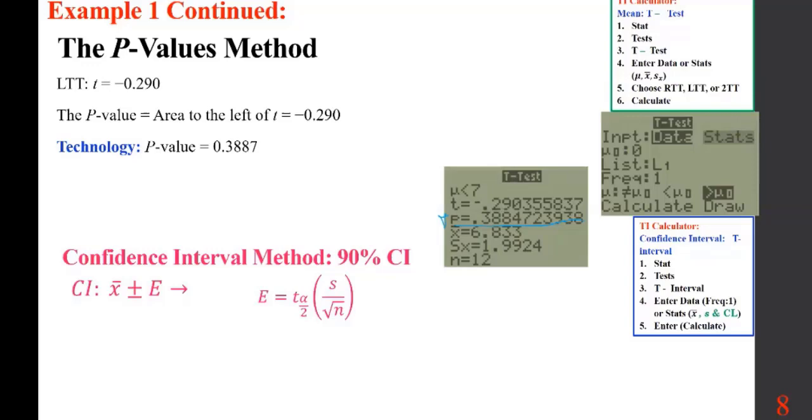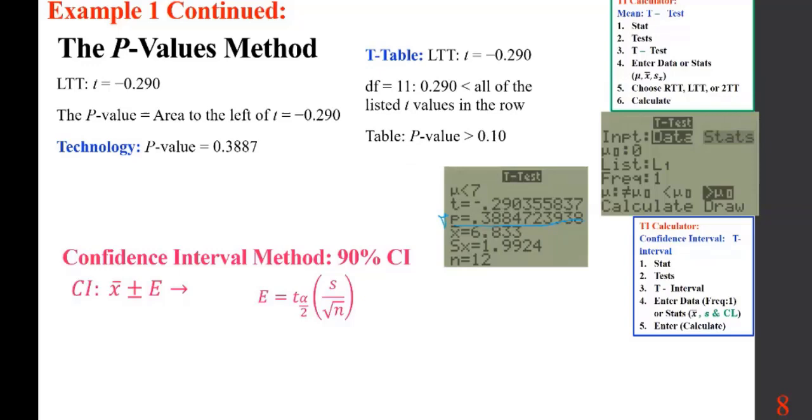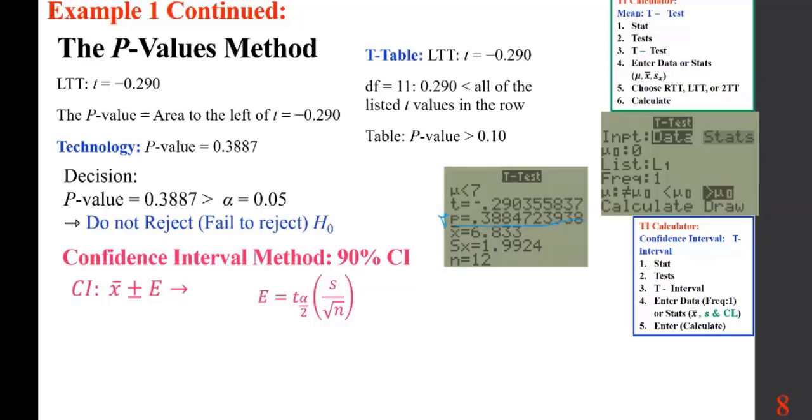If we were to look at the table, it tells us that the p-value, and we will look at the table in a moment, I'm going to show you that. Degrees of freedom is 11, 0.290 is less than all of the listed t-values in the row, so the p-value becomes larger than 0.1. We will look at it in a moment. I just want to finish this, since the confidence interval, I want to discuss that as well. So we get to the same decision. P-value is 0.3887, larger than alpha of 0.05, and you make the same decision.